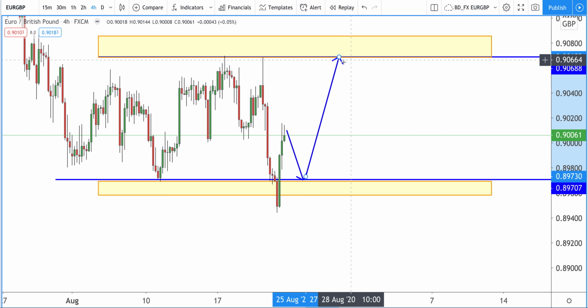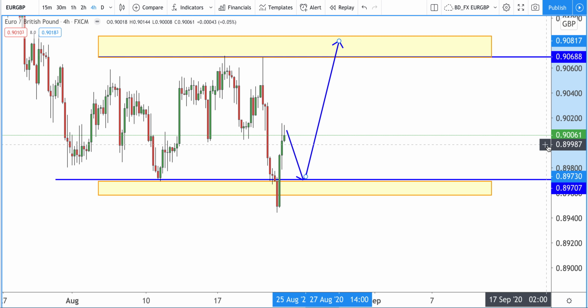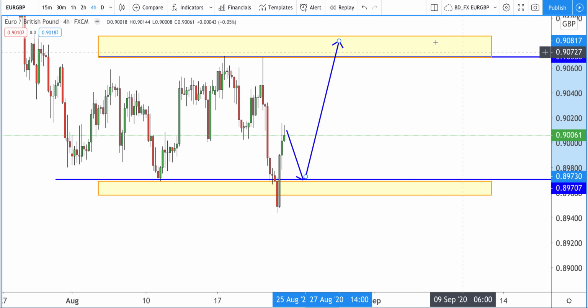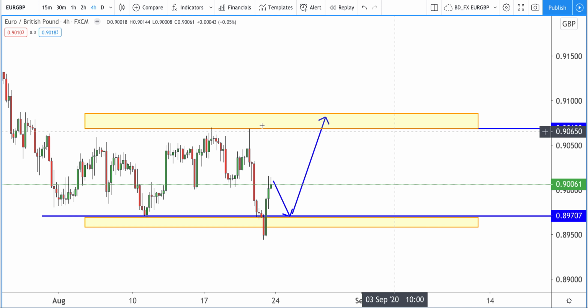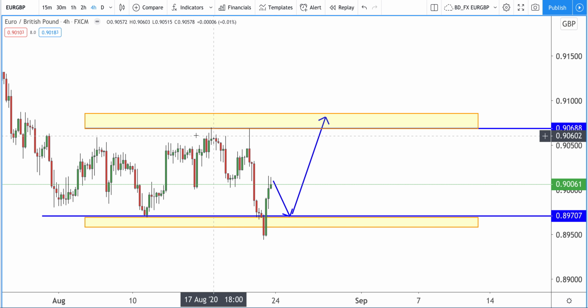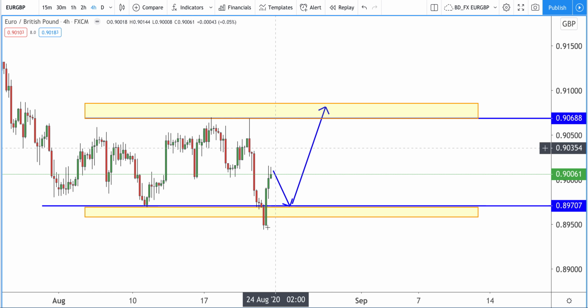If this holds as support, then it'll be looking at a nice move back up into the 0.9060 to 0.9080 region, and potentially higher. Last week I was expecting this to move up a little bit higher, but you can see here as we got into that liquidation zone, there wasn't the strength to push up. So I'm looking for a push up higher, so potentially some pound weakness at the start of the week.